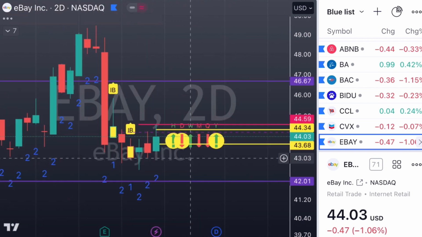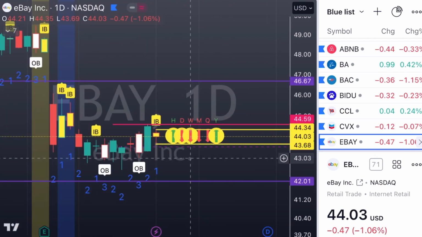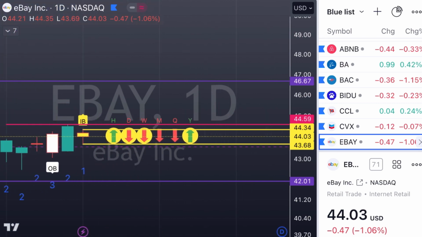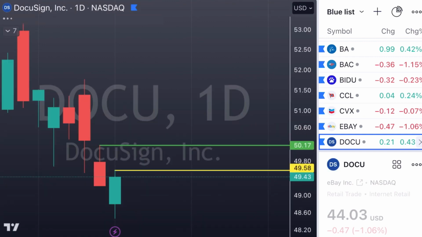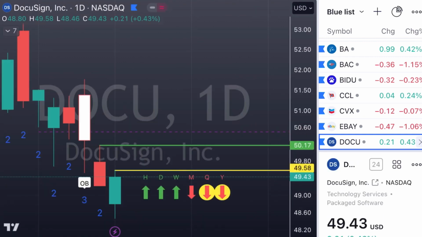Okay, but we head back to the daily. Inside bar on eBay. Let's zoom in so you guys can see that better. And we can look for the calls at 44.34, puts at 43.68. DocuSign, there's that 2 down green.